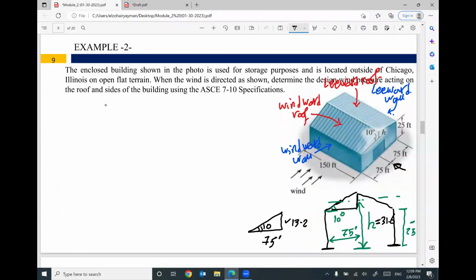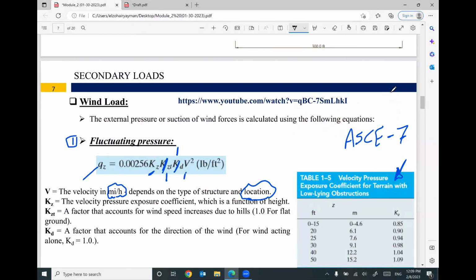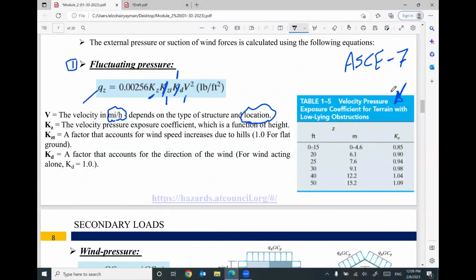Any question, guys? Do you have any question? If you have any question, let me know at any time. Then I'm going to start with the first step, which is the fluctuating pressure. Qz equals this expression.